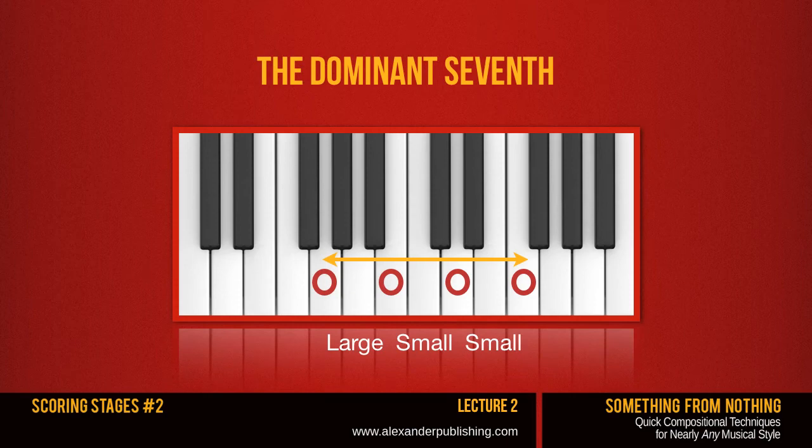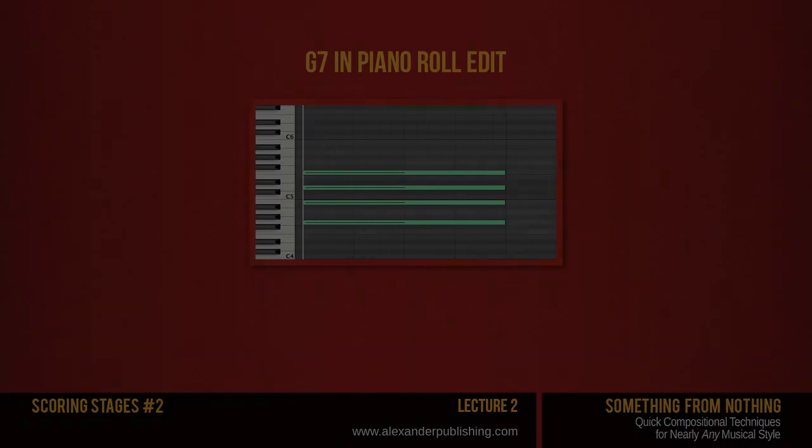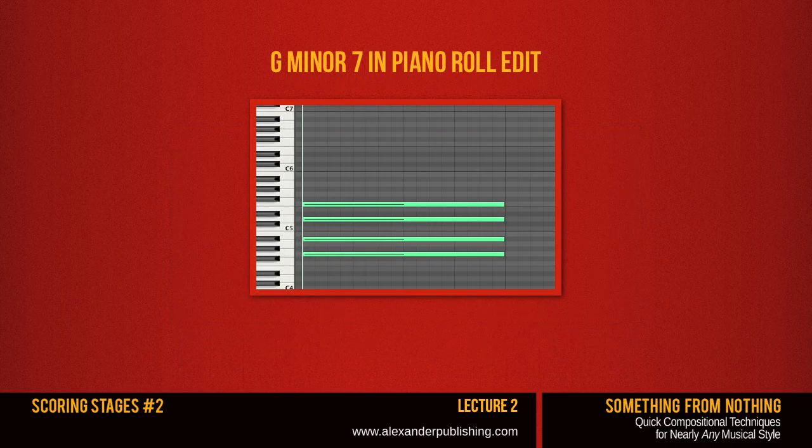The dominant seventh chord is built from a large third, a small third, and a small third. The angled line shows the small seventh. Here's the G7 in Piano Roll Edit. The minor seventh chord is built from a small third, a large third, and a small third. The angled line shows the small seventh. And here's the G minor 7 in Piano Roll Edit.